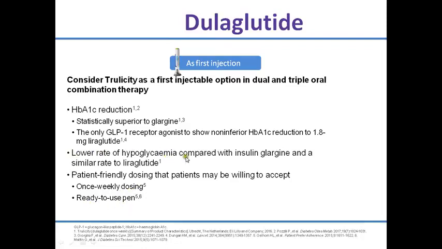There's a low rate of hypoglycemia compared with insulin glargine and a similar rate to liraglutide. It is a GLP-1 receptor agonist and shows non-inferior HbA1c reduction to liraglutide 1.8 mg. It is a longer acting drug than liraglutide and is available under the name Trulicity. But it is expensive.